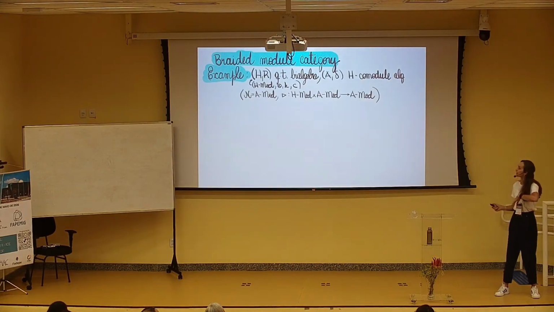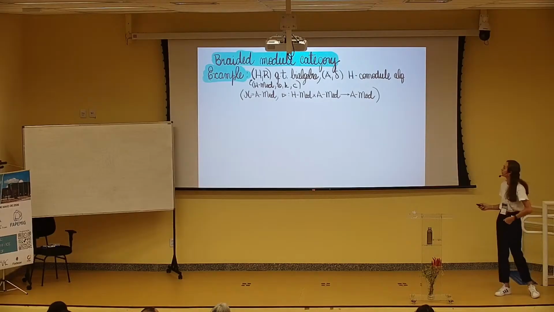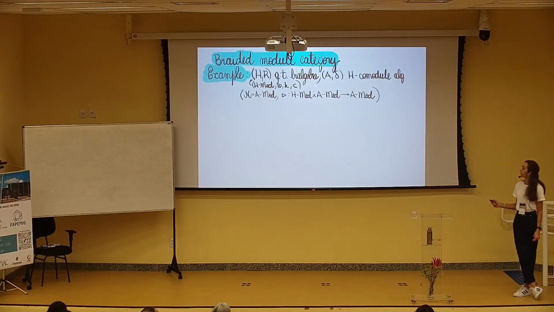Let's come back to our toy example. So take a quasi-triangular bialgebra. Remember that this is for having that the category of H-modules is braided. This R matrix gives me the C. And then take an H-comodule algebra. This is for defining my module category over H-mod, right? My A-mod category. And then I want to describe what the braidings are on these module categories.